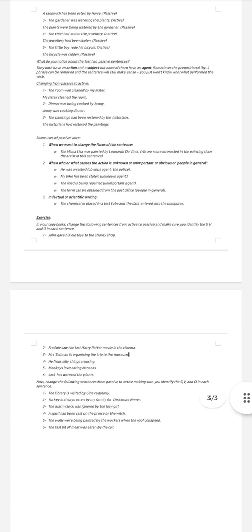And this is the exercise. Forgive me, there's a typo in the first question. It says, in your copybooks, change the following sentences from active to passive and make sure you identify the subject, S, the V, the verb, and the O. It shouldn't be the O, it should be the agent in each sentence. Okay, that is just about it.